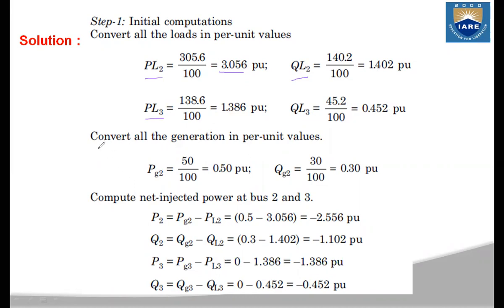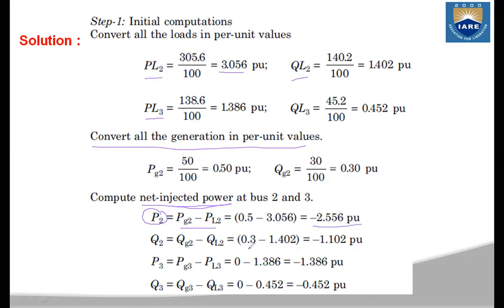So now similarly convert all the generation into per units. Generation also 50 by 100, which is 0.5 per unit. QG2 is 30 by 100, which is 0.3 per unit. Now all the parameters we got in per units. So now from the generation and demand values, you have to compute the net injected power at bus 2. Injected power at bus 2 is equal to generation power minus load power, right? So in per units, I am subtracting here 0.5 minus 3.056, which is minus 2.556 per units.